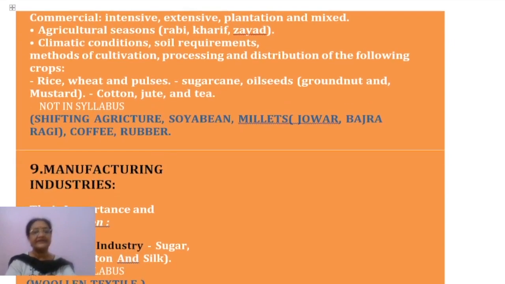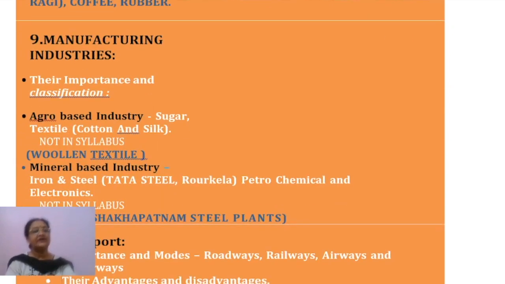Okay, now come to the next one, that is manufacturing industries. Under manufacturing industries you have to go through the importance and classification of these industries. Okay, the classification means the different types of classifications which are given there in your chapter, right? So the different types of industries you will have to study according to these classifications, and along with that the agro based industry, especially sugar and textile. Okay, these two are there. Under textile also cotton and silk are there, not the woolen textile. So this is about the agro based.